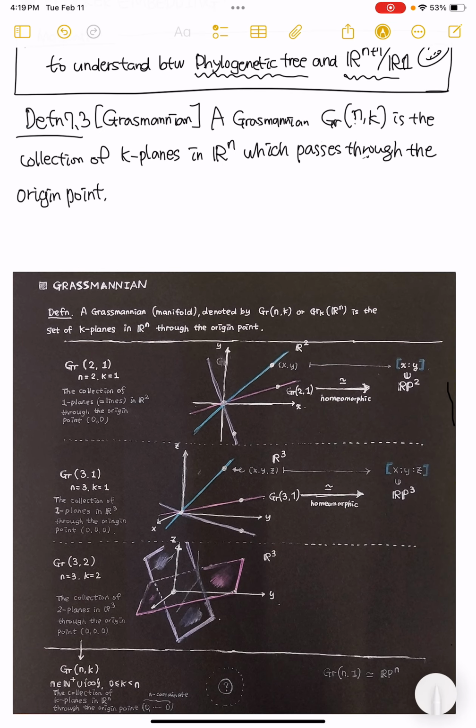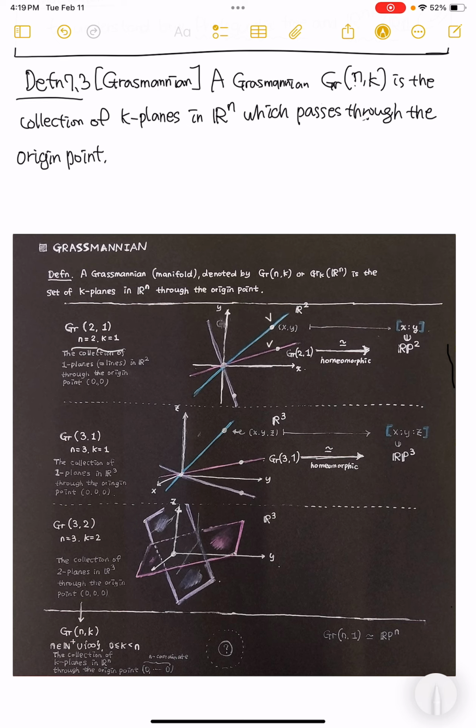Substituting concrete numbers, if n is equal to 2, that is a plane, and k equal to 1 is a line. So this means the collection of all lines in the plane. So this blue or this red line is an element of the Grassmannian GR(2,1).